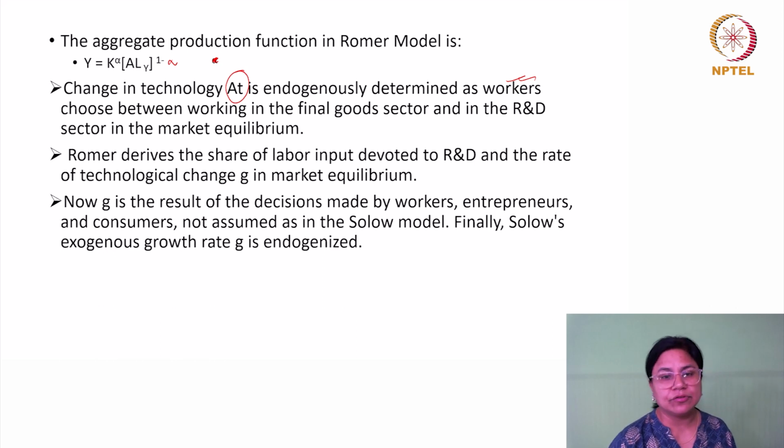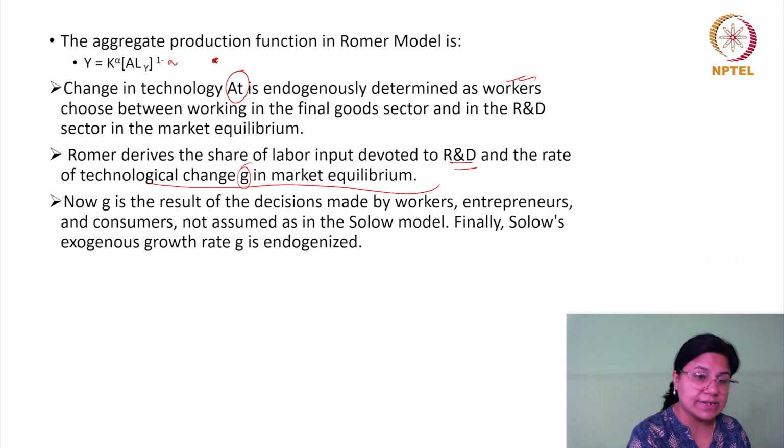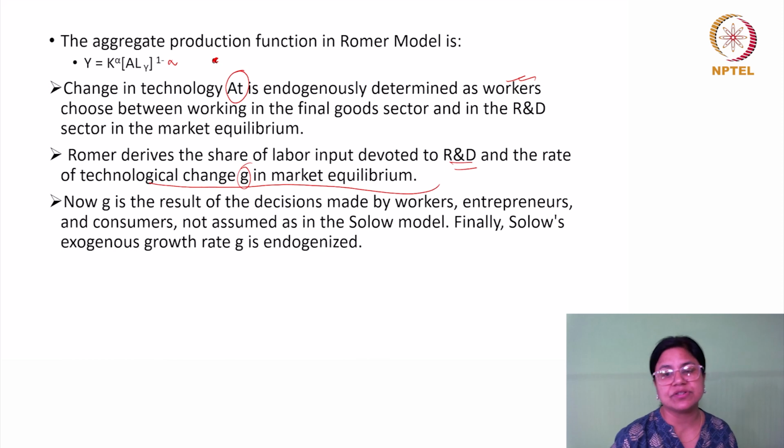So Romer derives a share of labor input devoted to R&D and the rate of technological change g in the market equilibrium. So there is a direct relationship between the input to the R&D sector, in the form of the labor which is now devoted there. Now g is the result of a decision once again made by the workers, entrepreneurs, consumers, which is not as it was assumed in the case of the Solow model. It is now an outcome of certain actions.